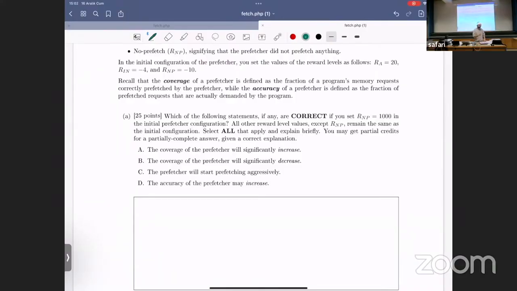The prefetcher will start prefetching aggressively. That's not possible because we're giving feedback to the prefetcher, telling it, hey, don't prefetch, and that's really good. And the last one, the accuracy of the prefetcher may increase. This is something you cannot be sure about, but it may indeed increase because you will prefetch less and your coverage might be less, but the requests you might send might be more accurate, right? You're not sure about this. So it's B and D, the correct answers to these ones, because A and C are not possible.